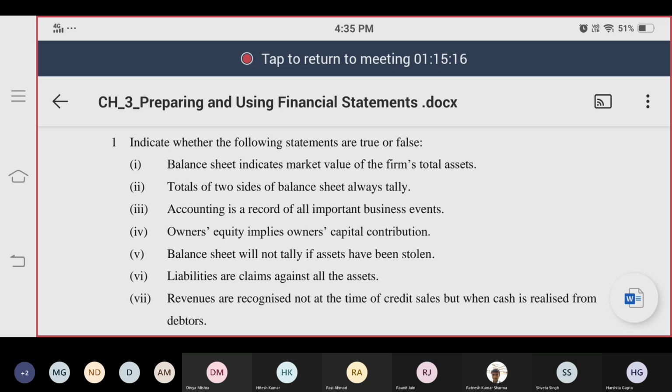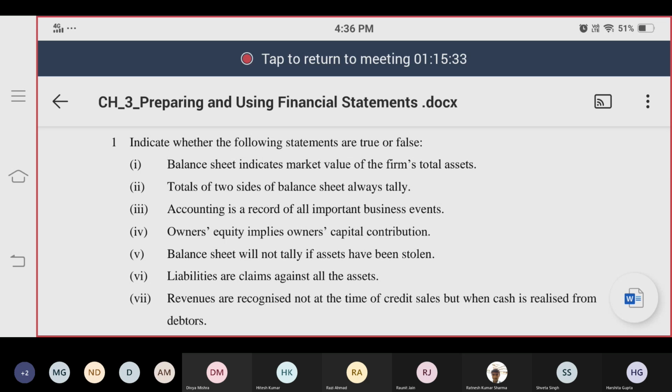Then the second is totals of the two sides of balance sheet always tally. Is this true or false? Arka, is it true or false? Ratnesh? It is true. Ratnesh is answering. Very good Ratnesh, very good. Anyone else can also answer.